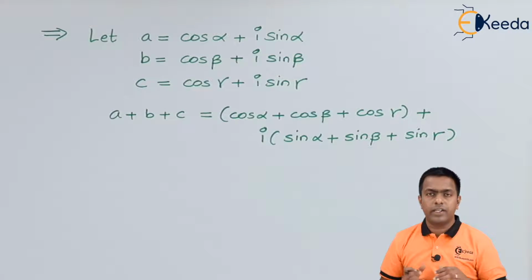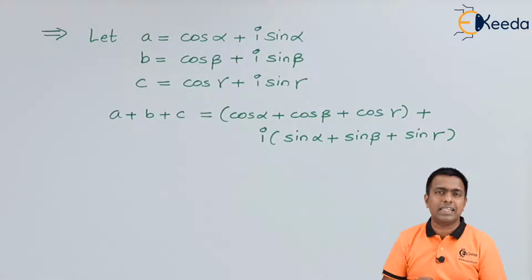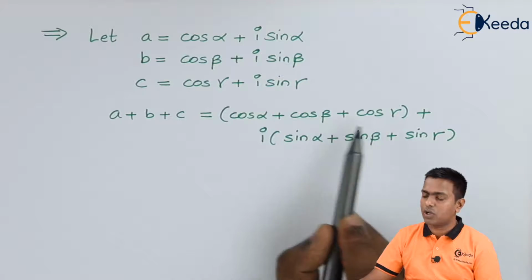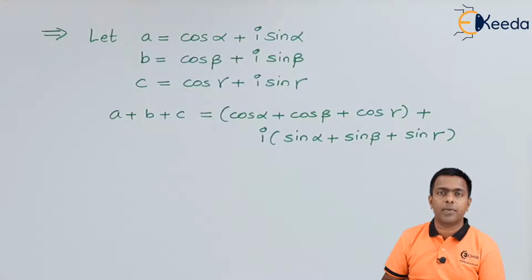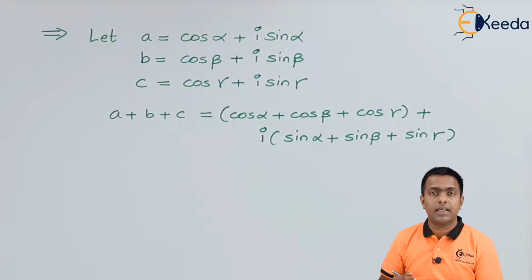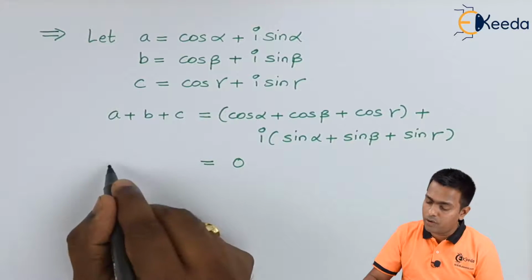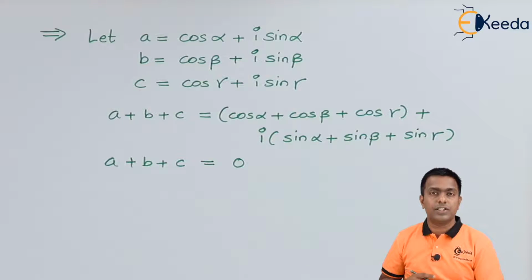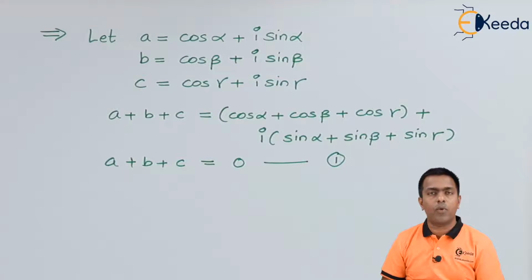Now guys, let's move ahead. By looking at these 2 values, you can easily say that these 2 values are 0 because it is given in the question. In the question we have cos alpha plus cos beta plus cos gamma equal to 0, as well as sin alpha plus sin beta plus sin gamma equal to 0. Therefore I can say that the answer is 0. So the value of A plus B plus C is 0. So here I got one result, and I'll call this equation number 1.